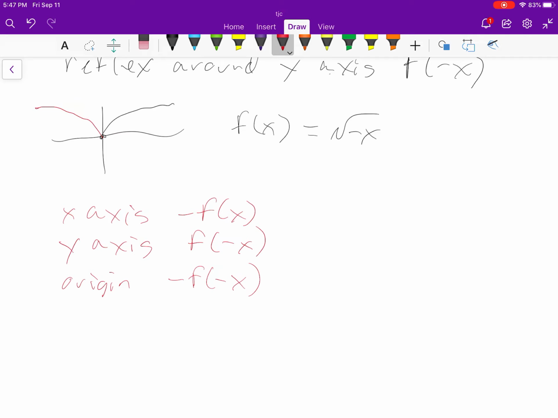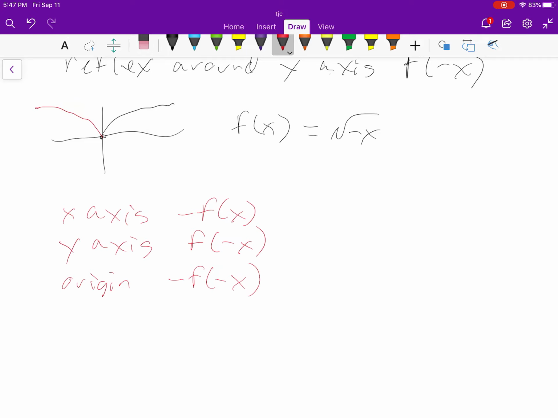Okay, so now the translations we have: we have vertical transformations, horizontal. Vertical is when you add something to the outside, horizontal is when you add something on the inside. And then we also have x-axis transformations, which is negative on the outside of the function, y-axis transformations, which are negative on the inside of the function, and then reflections around origin, which is negative both outside the function and the inside with the x. Okay?